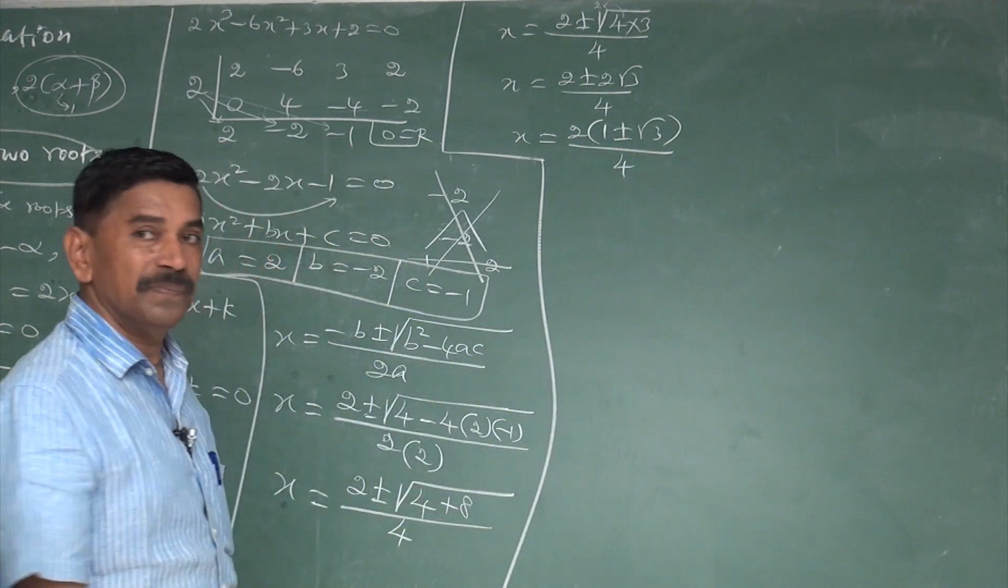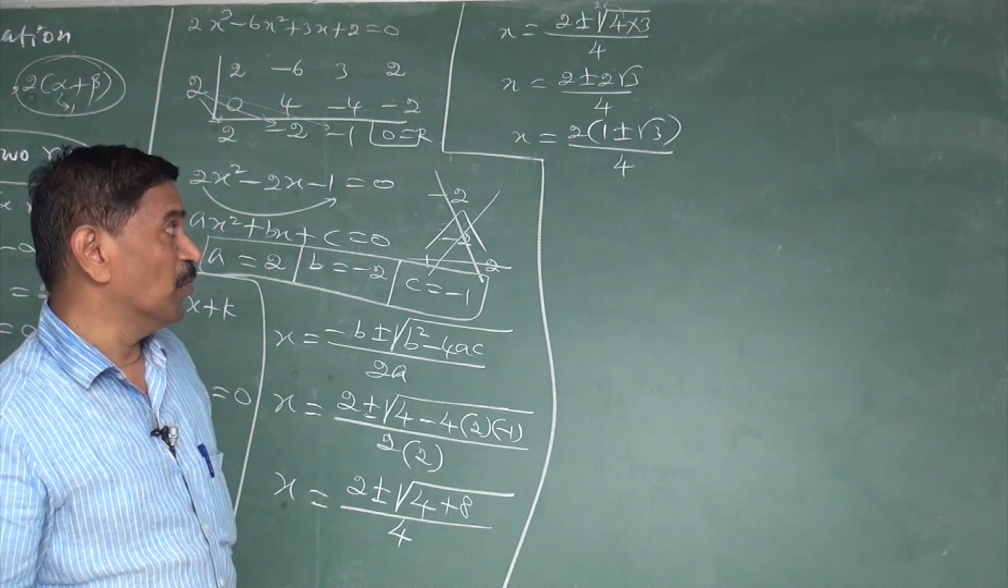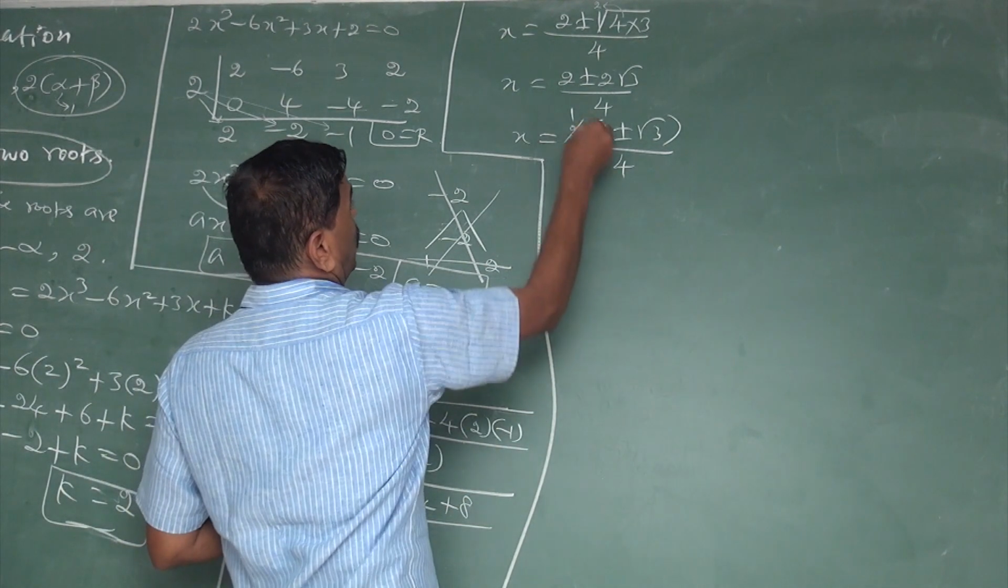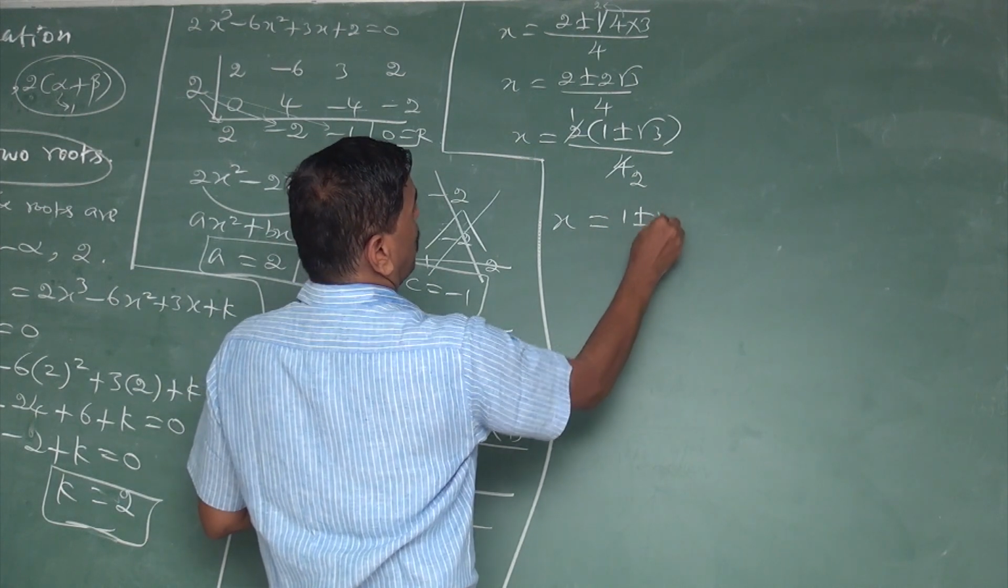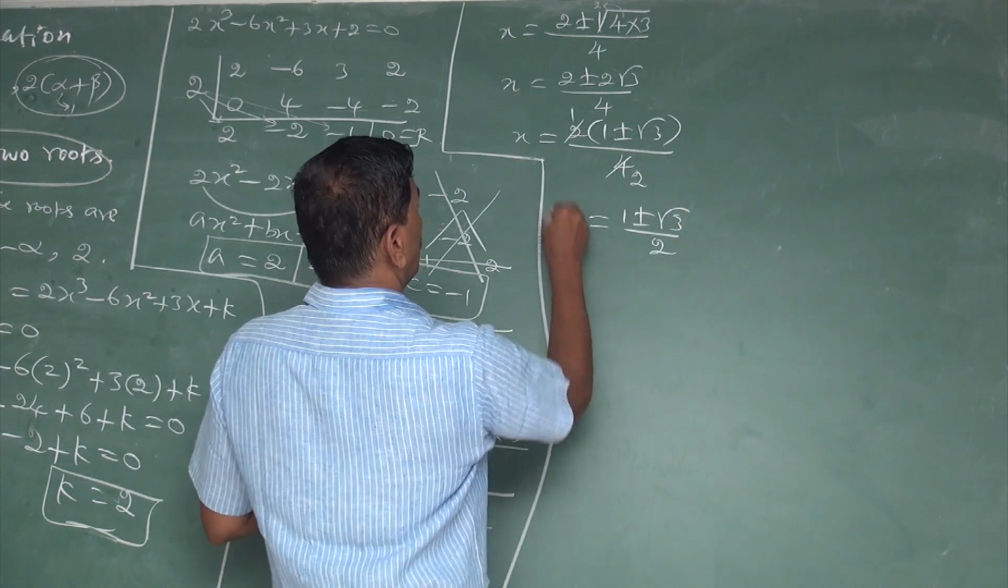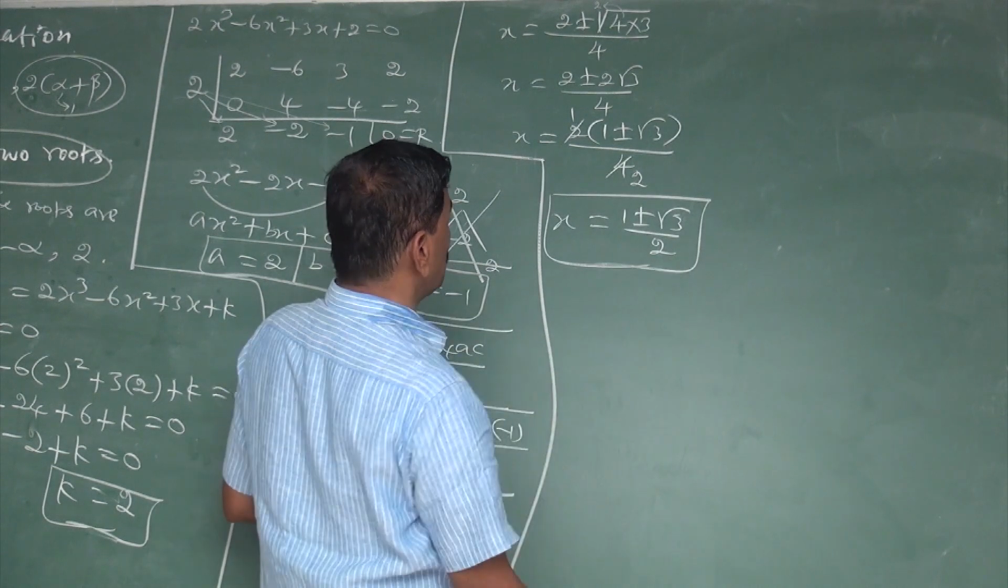Now next step. Any one of you? Okay, cancel. Very good. See, 1 2 is 2, 2 2s are 4. That is x equal to 1 plus or minus root 3 by 2. Therefore, x equal to 1 plus or minus root 3 by 2.